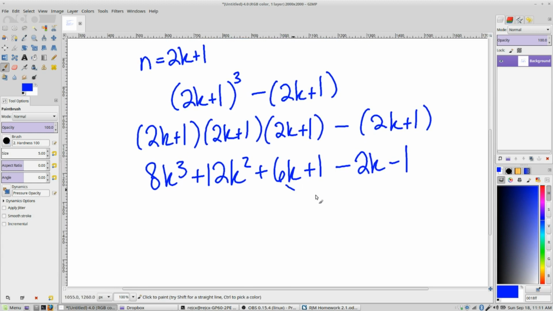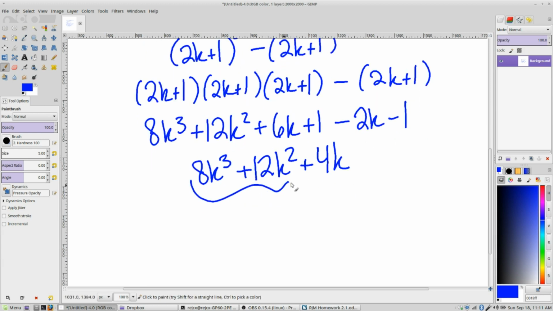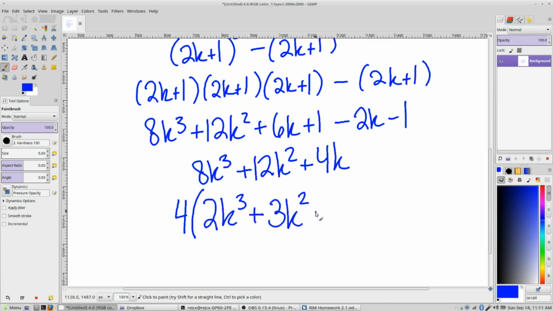So if we combine like terms, then we'll end up getting 8k cubed plus 12k squared plus 4k, because plus 1 minus 1 and plus 6 minus 2. Okay, so now these have a common number of 4. We can say 4, just factoring that out. This will end up being 2k cubed plus 3k squared plus a single k. And now we've gotten it to the form where it's 4 times some number, and so it is divisible by 4.